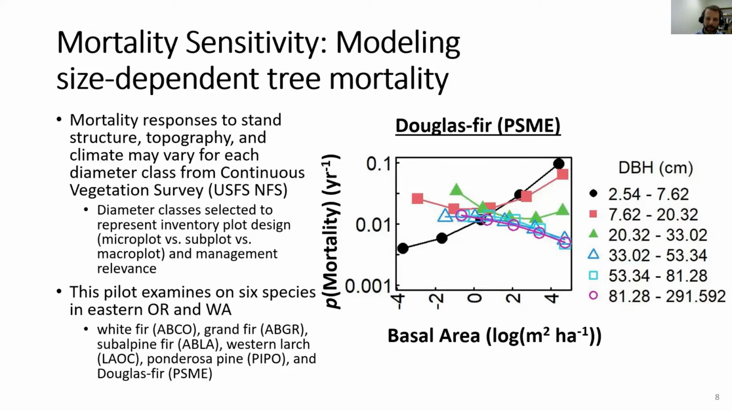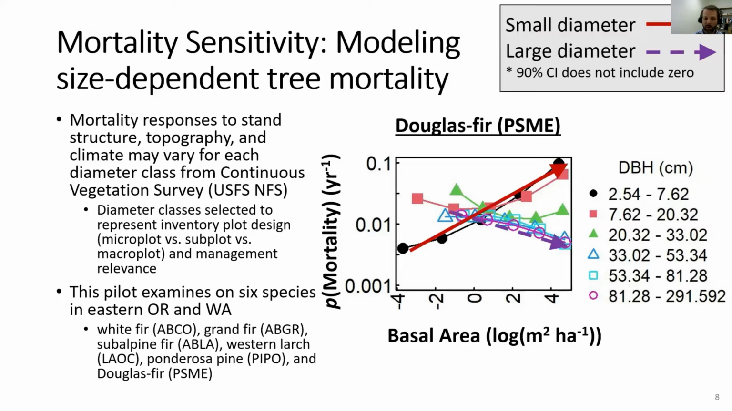And for the purposes of this talk, eventually I'll have a summary table that shows what we call positive and negative effects, and that's based on 90% confidence intervals of effects that are non-zero, essentially. And here it's demarcated by a red line for the small trees and a purple line for some of the larger trees.